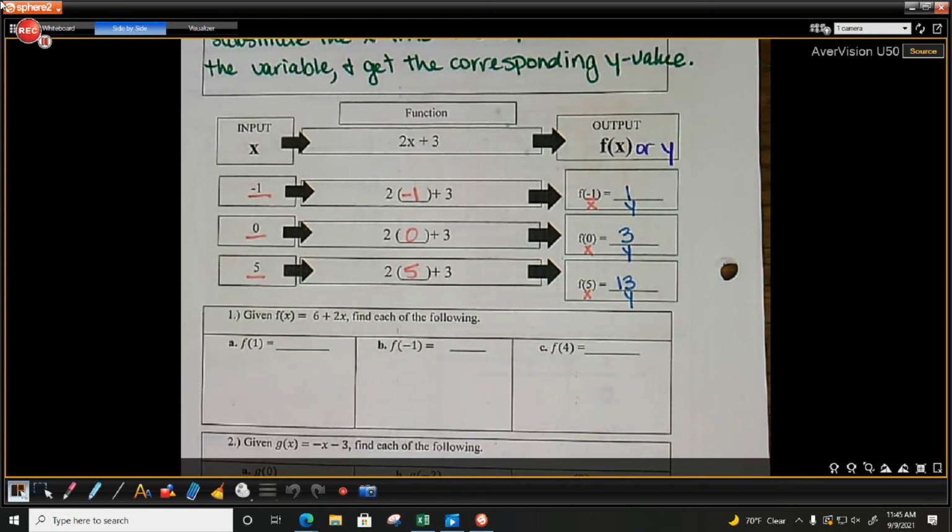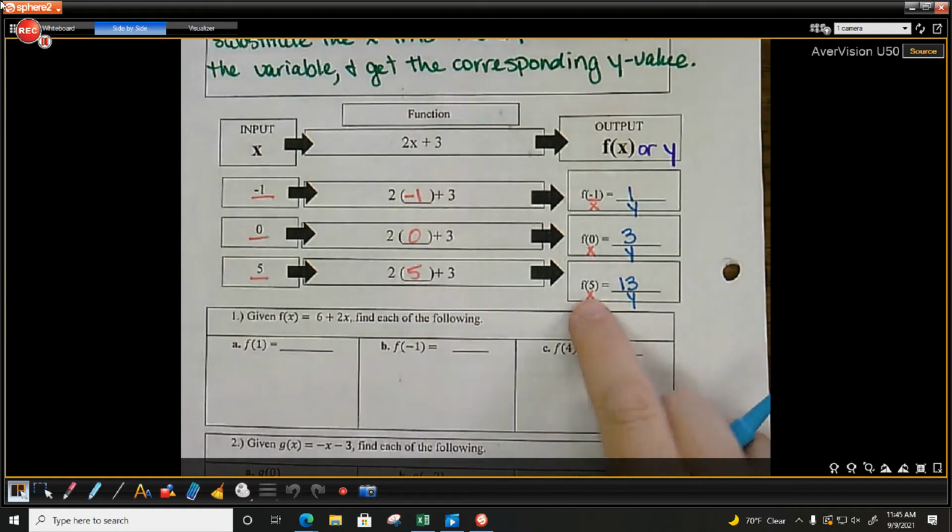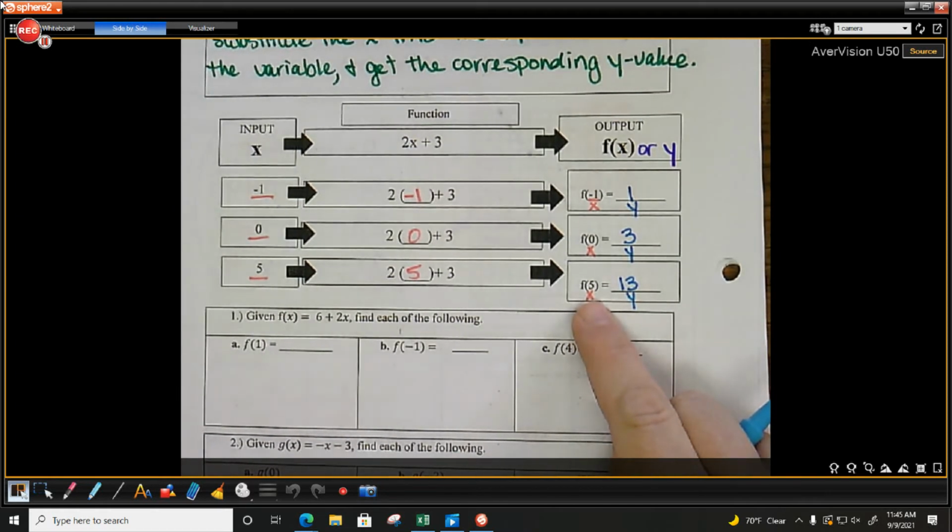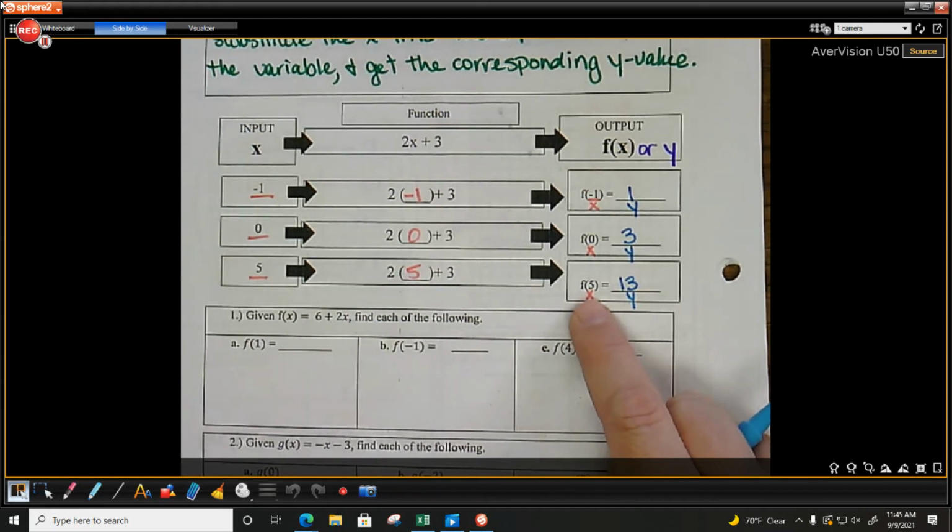All you're doing is substituting an x value into your function and getting out the y value. Okay? And again, just know that this does not mean f times 5. This is your function's value when x is 5. And that value is 13.